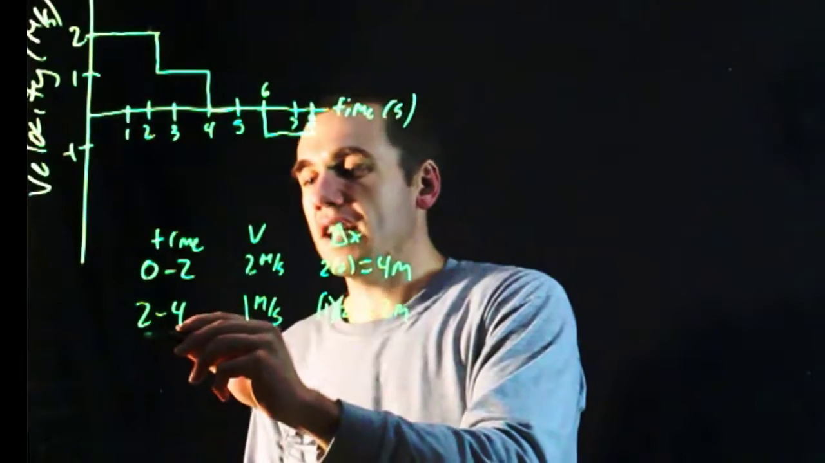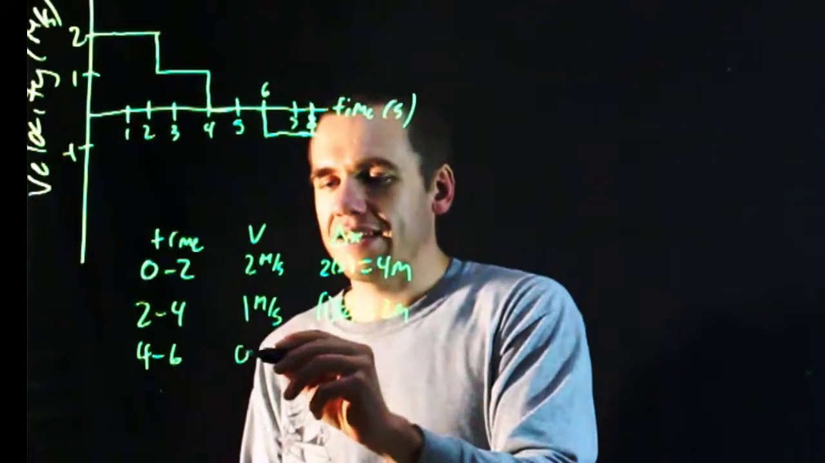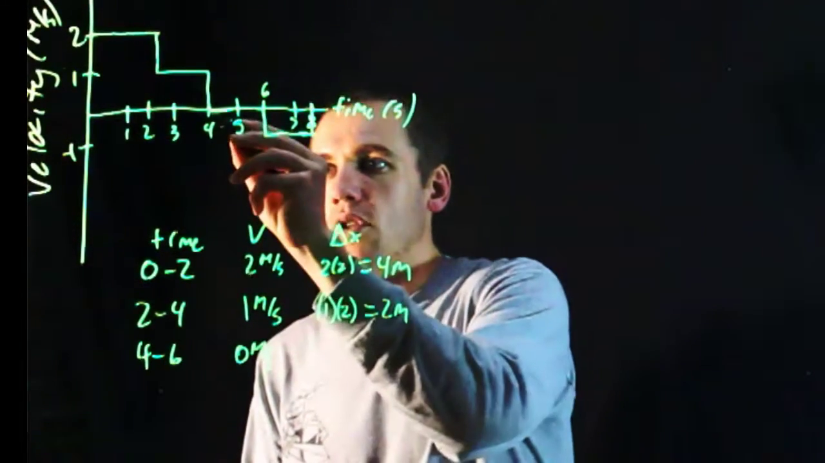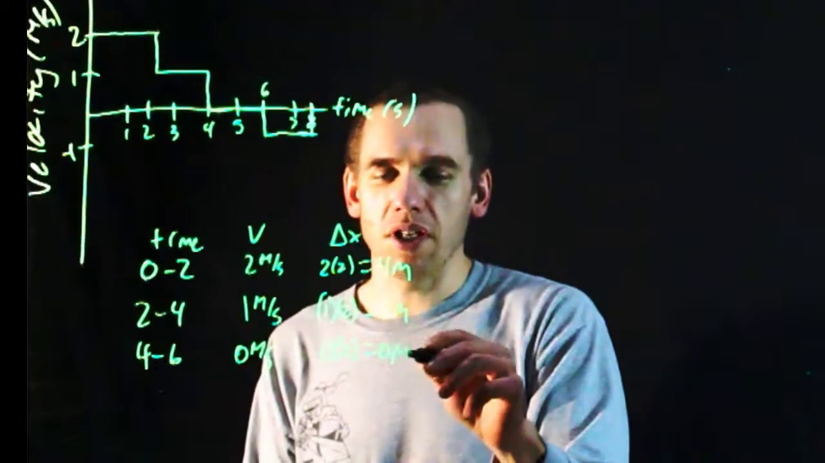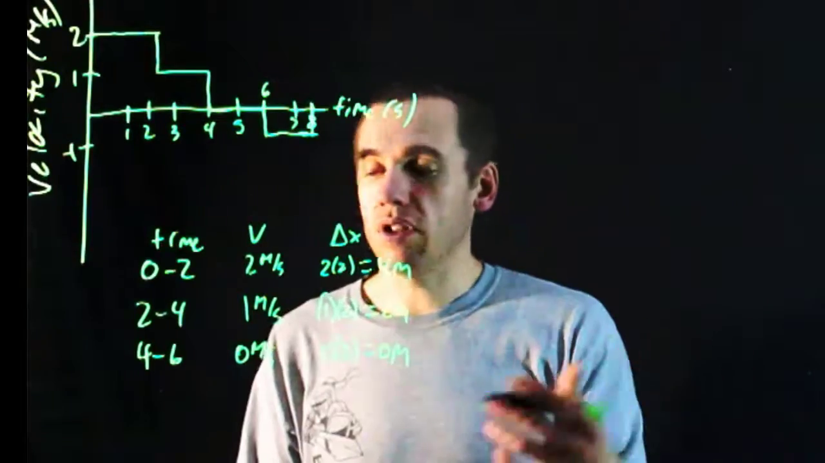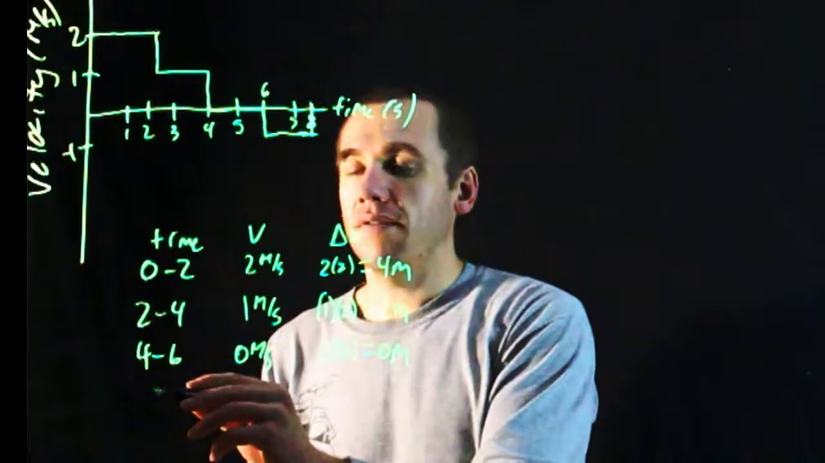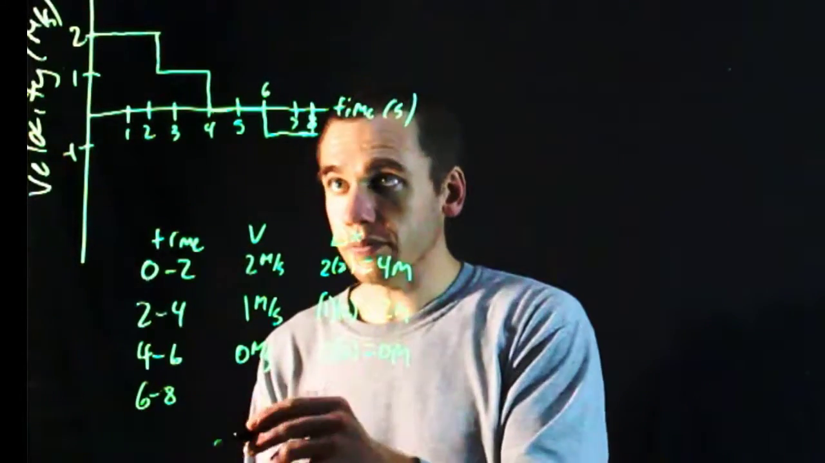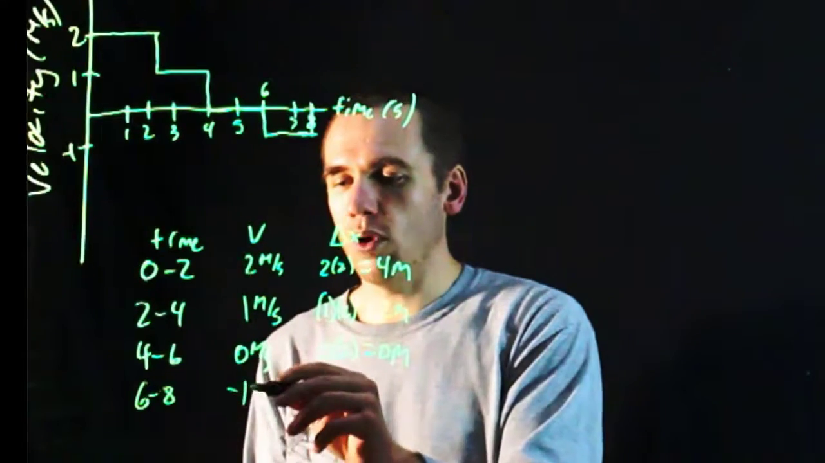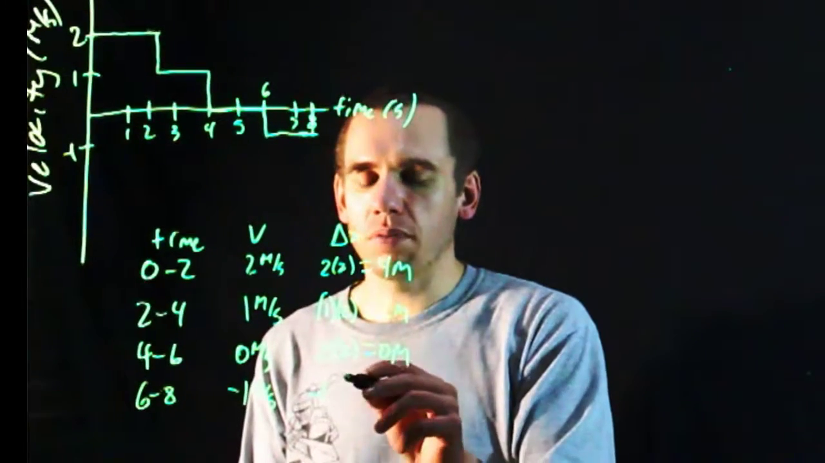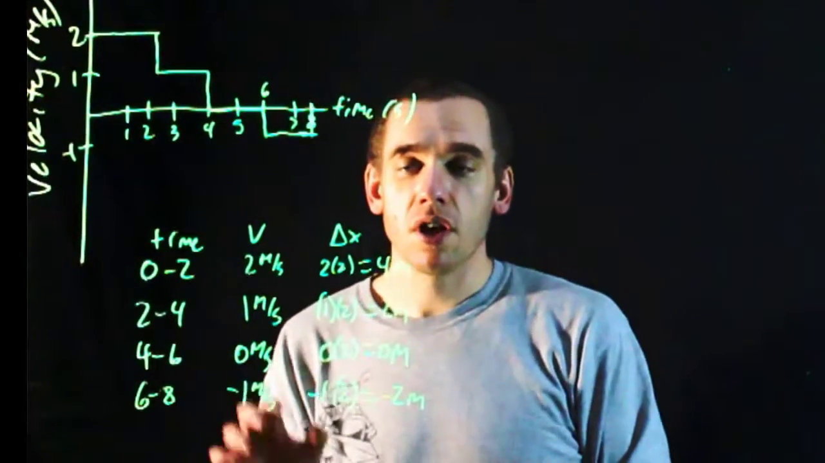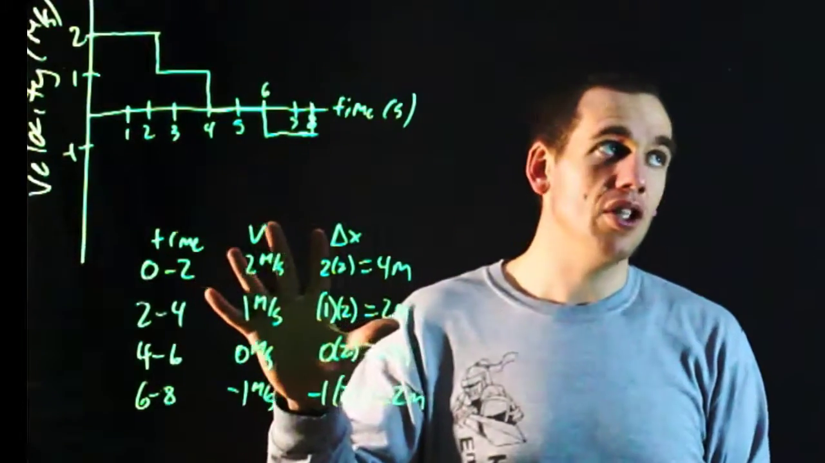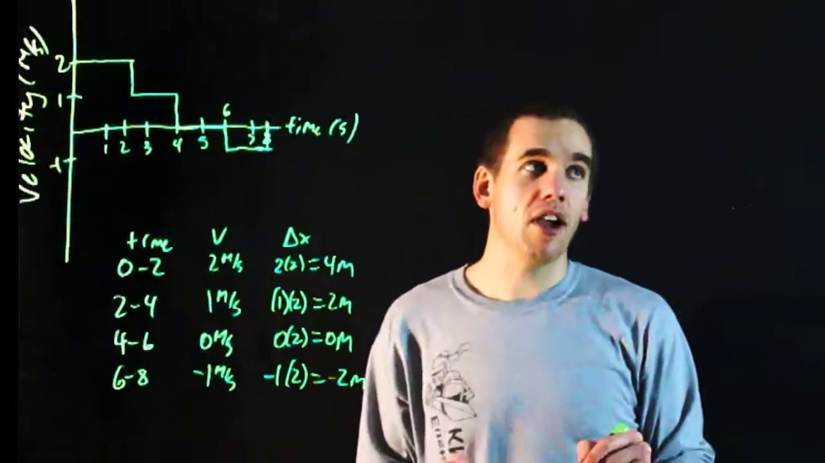Now, from 4 to 6 seconds, that's 0 meters per second, which means, of course, they're at rest, and 0 times the duration of time is still 0 meters. They didn't move, right? 0 meters per second means at rest. And then from 6 to 8 seconds, we've got a velocity of -1 meters per second. So -1 meters per second for 2 seconds means we have a displacement of -2 meters. Okay? Now we're going to take that information and create a position time graph with it.